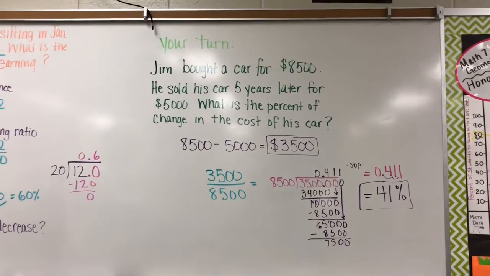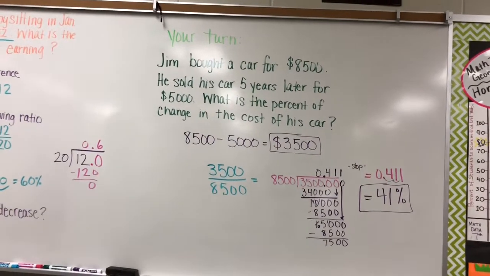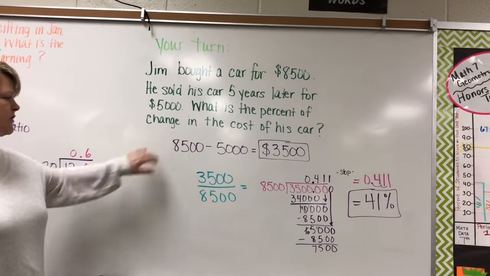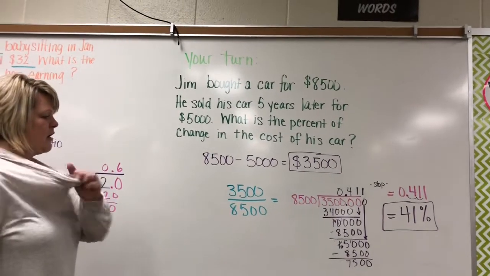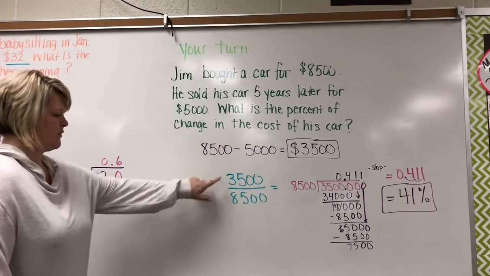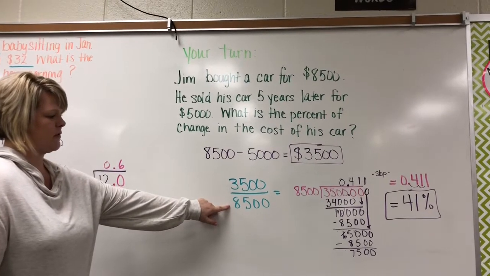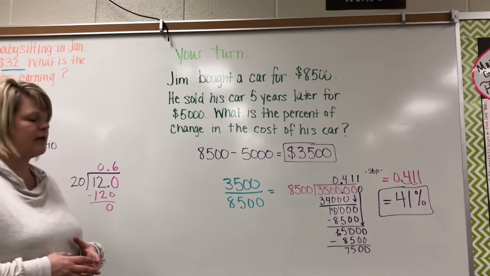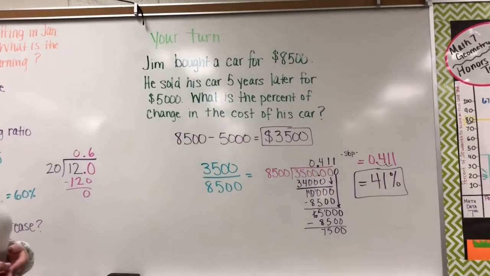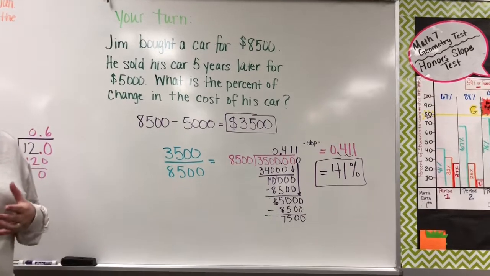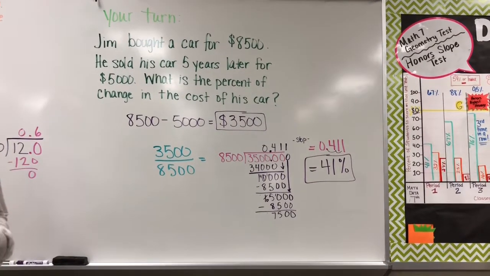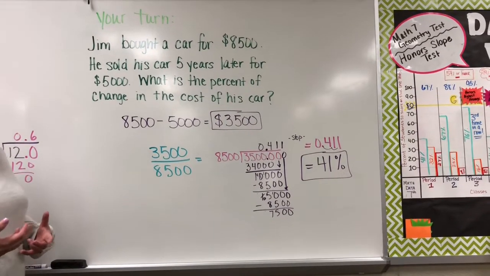Okay, so hopefully you've set this up by following those steps. Step 1 was to find the difference. 8,500 minus 5,000 was 3,500. Then you take the difference over the original amount. When I divide that out, it becomes a really long decimal. Notice I put the word stop. You can go ahead and stop because you're looking for a percent and you round to the nearest percent.